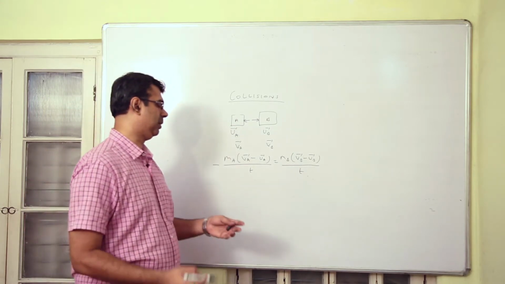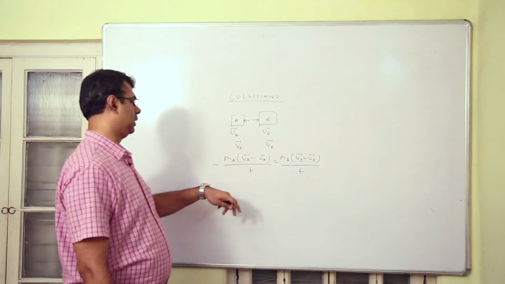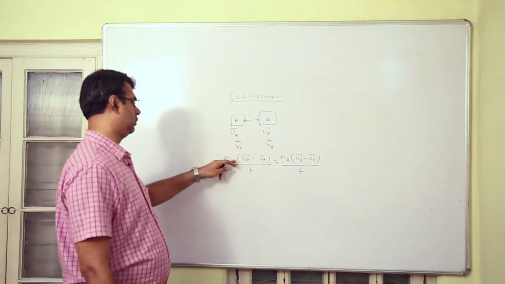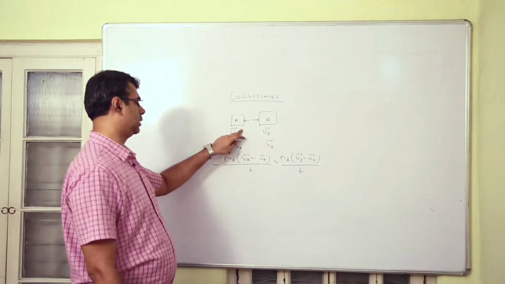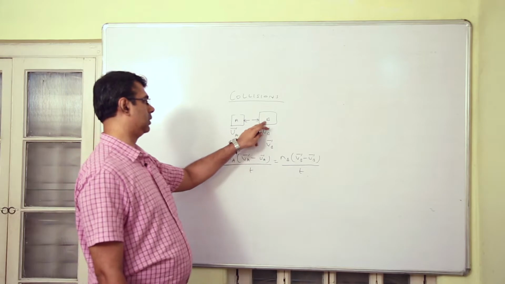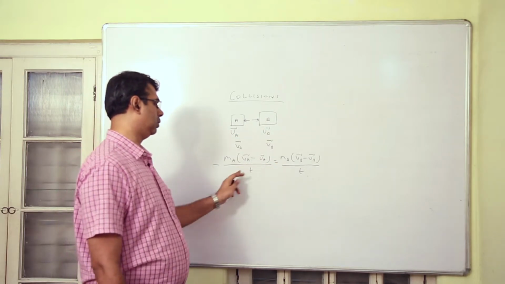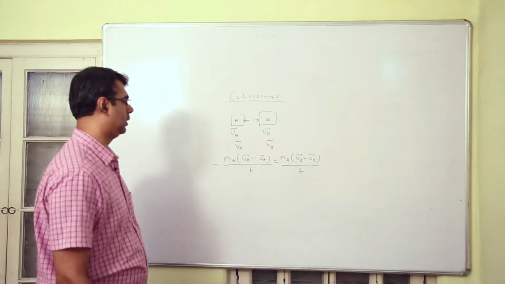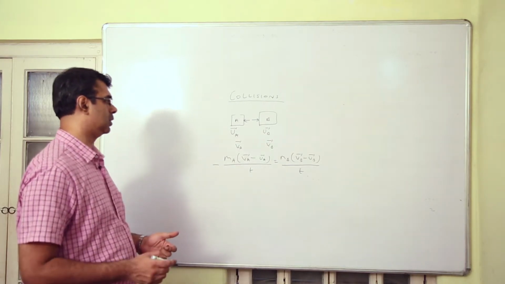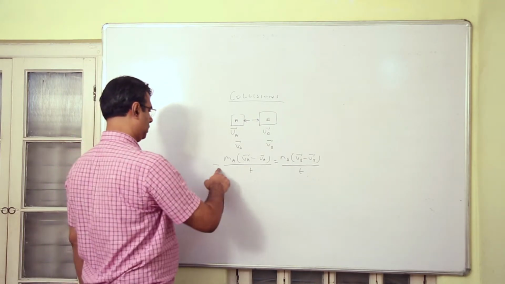So T is the time of impact. So MA into VA minus UA is the change in momentum of this body. If you divide it by time, you get the force on this body. MB into VB minus UB by T is the change in momentum of this body. These two forces will be equal and opposite because they are contact forces, so they form an action-reaction pair. So this will be equal to negative of this.